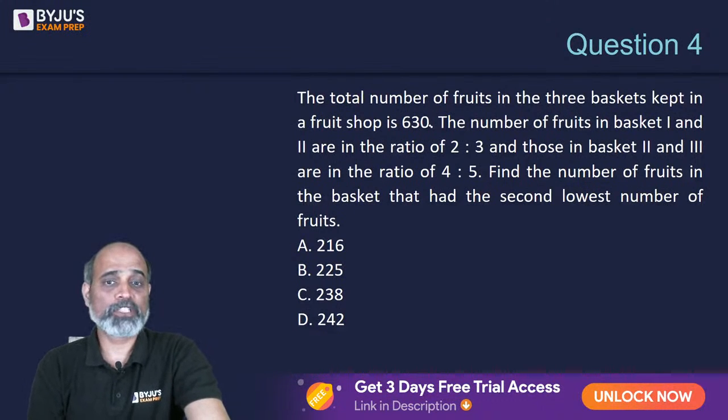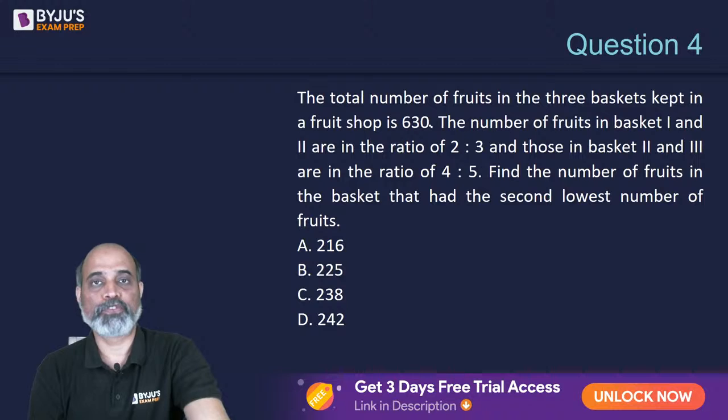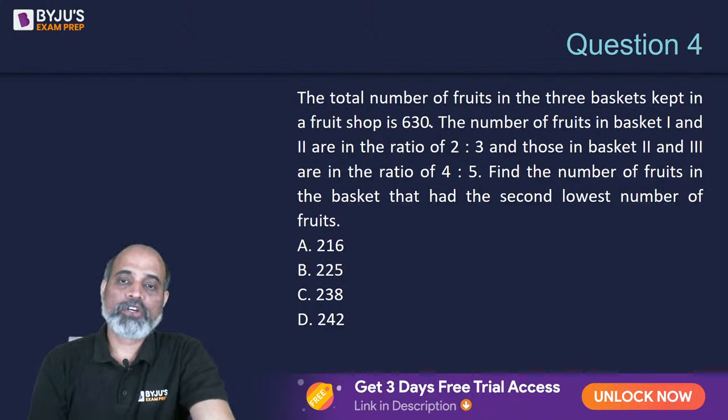Next. The total number of fruits in the 3 baskets kept in a fruit shop is 630. The number of fruits in basket 1 and 2 are in the ratio 2:3, and those of baskets 2 and 3 are in the ratio 4:5. Find the number of fruits in the basket that had the second lowest number of fruits, right?